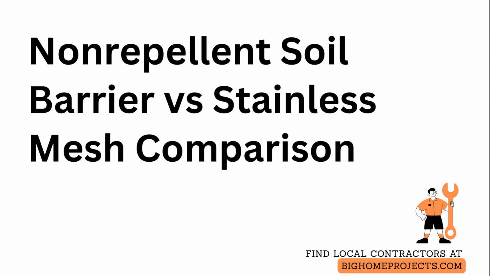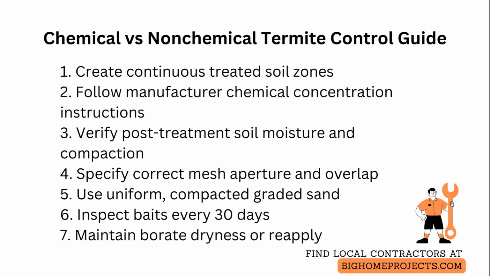For new home construction, choosing between chemical and non-chemical termite control is about balancing long-term effectiveness with environmental and occupant safety. Chemical soil barriers using non-repellent termiticides create an invisible treated zone around and under the slab that termites contact and transfer to the colony, offering rapid population suppression when applied by a trained technician.